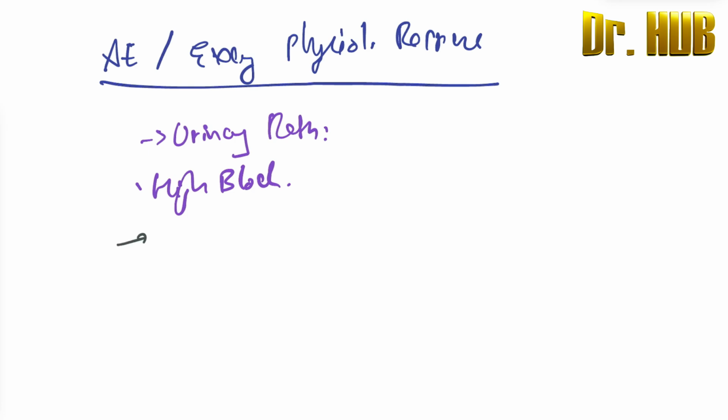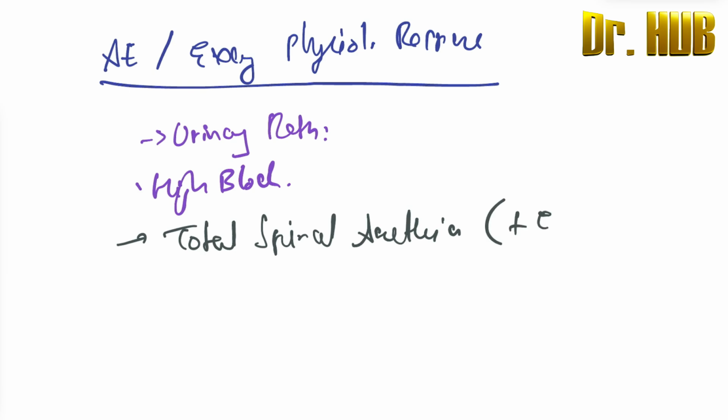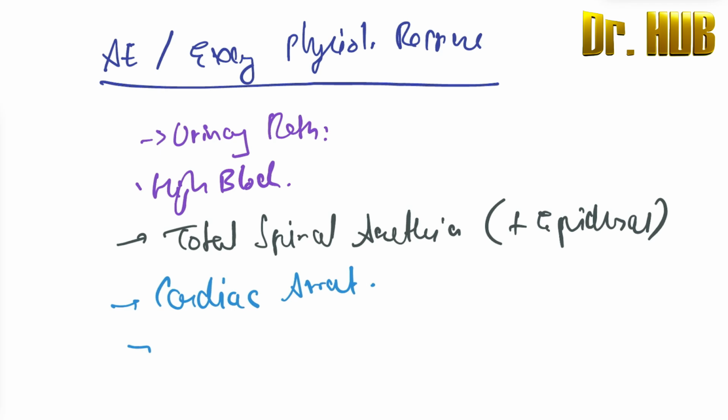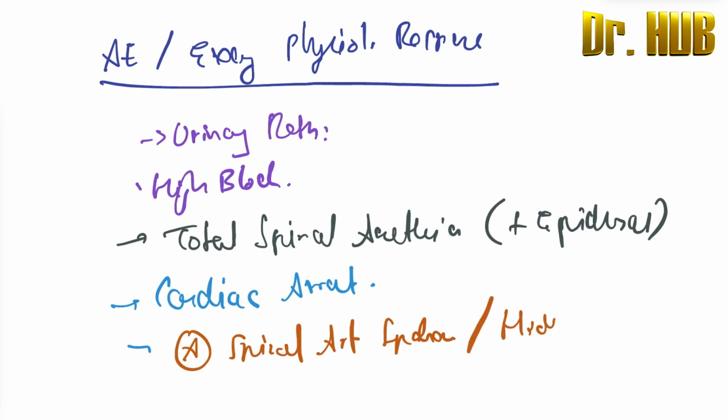Next, it can be due to total spinal anesthesia, and this is along with the epidural. Next is the presence of cardiac arrest. And then the anterior spinal artery syndrome, as well as the Horner syndrome.